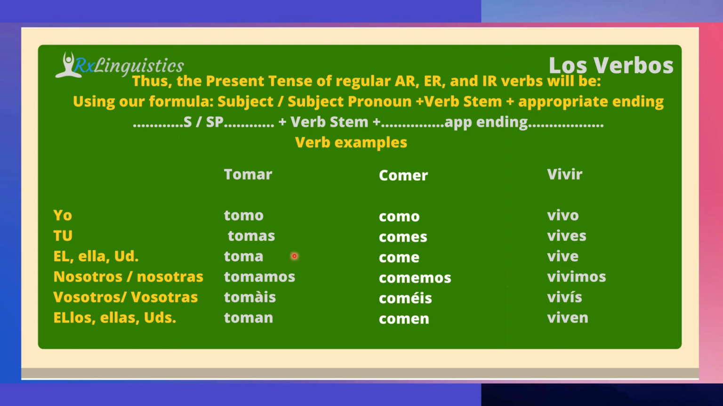So you just add the ending that we just saw on the previous slide. So yo tomo, tú tomas, él, ella, usted toma, nosotros tomamos, vosotros tomáis, ellos, ellas, ustedes toman. Here you have como, comes, come, comemos, coméis, comen. Same thing except for the IR verb, you have vivimos, it ends in imos, and vivís, which is a little different from coméis, and viven. So viven is the same. Just a little bit of change between these two at the first and second person plural. All the other four persons are the same.